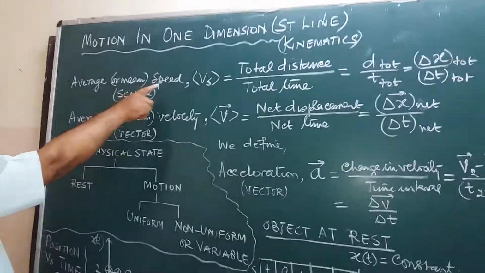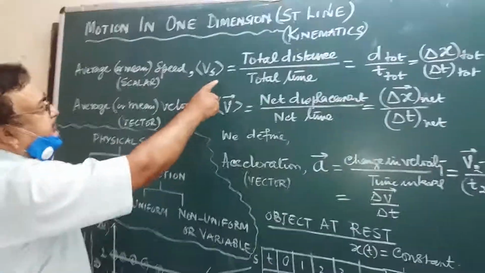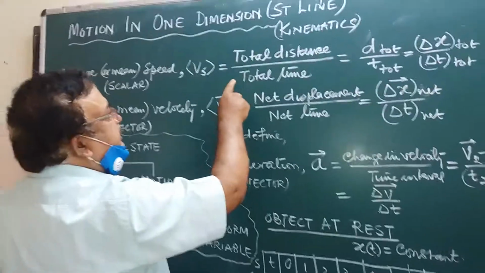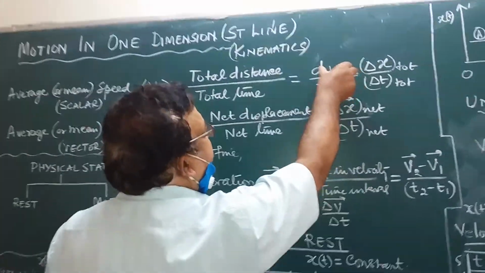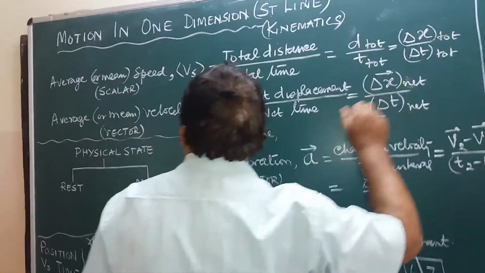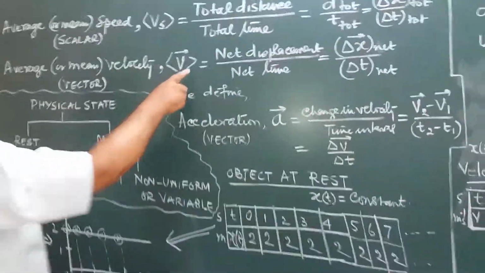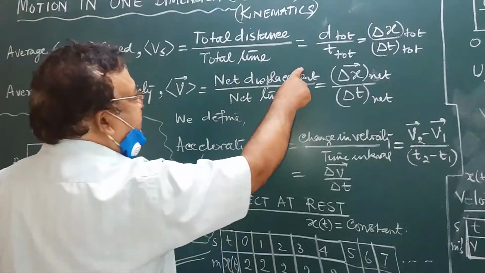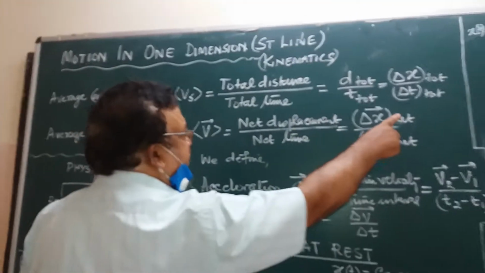Average speed, or mean speed, is a scalar quantity defined as total distance covered by total time interval. So this is the expression: total distance by total time. Average or mean velocity, which is a vector, is defined as net displacement, meaning the resultant displacement, by net time interval, like this.